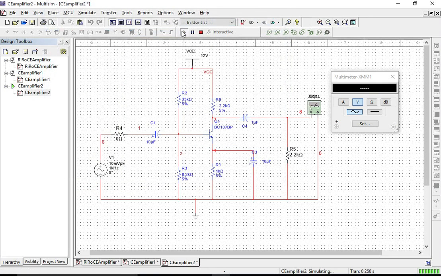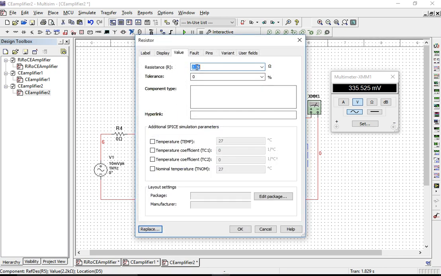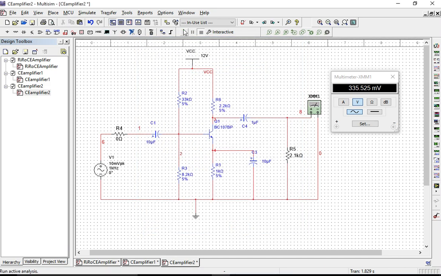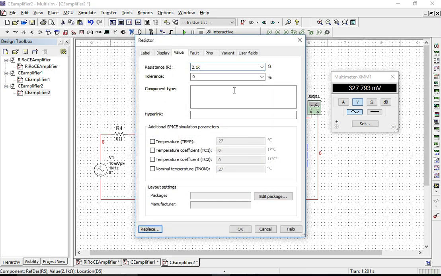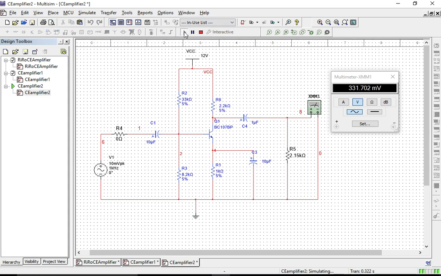Now again simulate and check the value. So roughly we got 335. So if we reduce the output resistance, output will be reduced. A short circuit will give 0 voltage. So 2.1 is slightly larger. 0.15 increase. Yes, 333 we want.